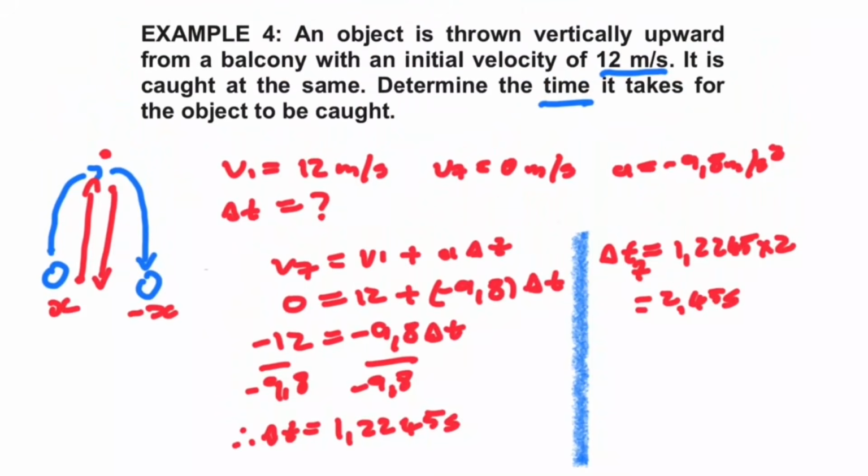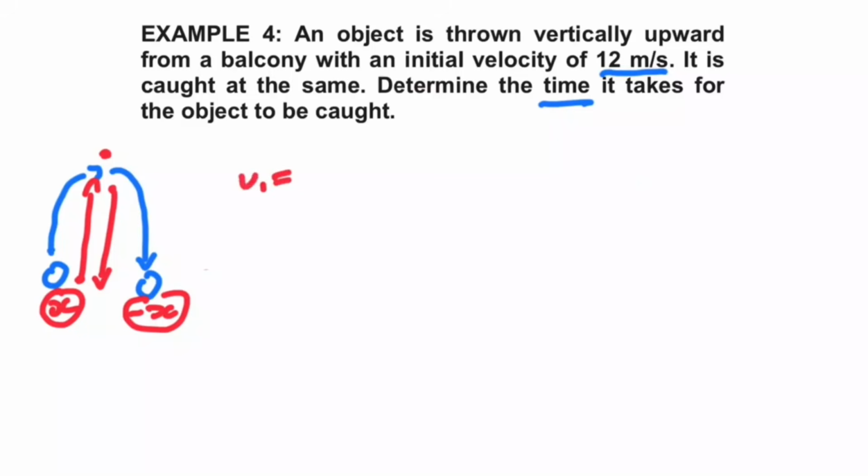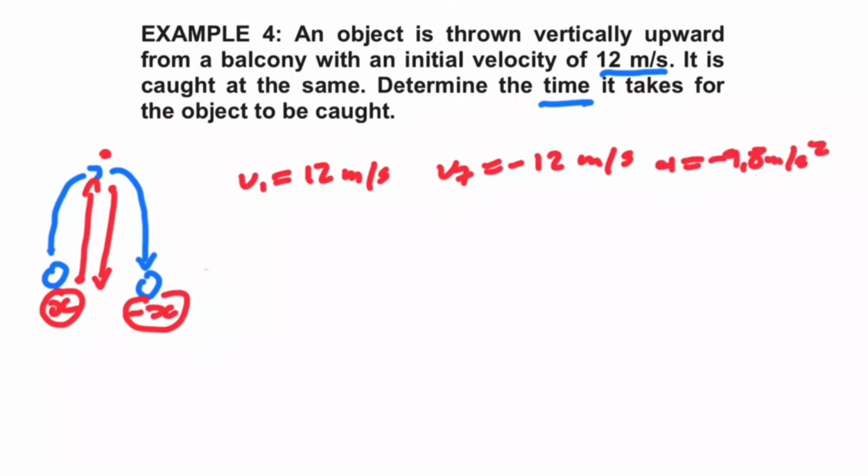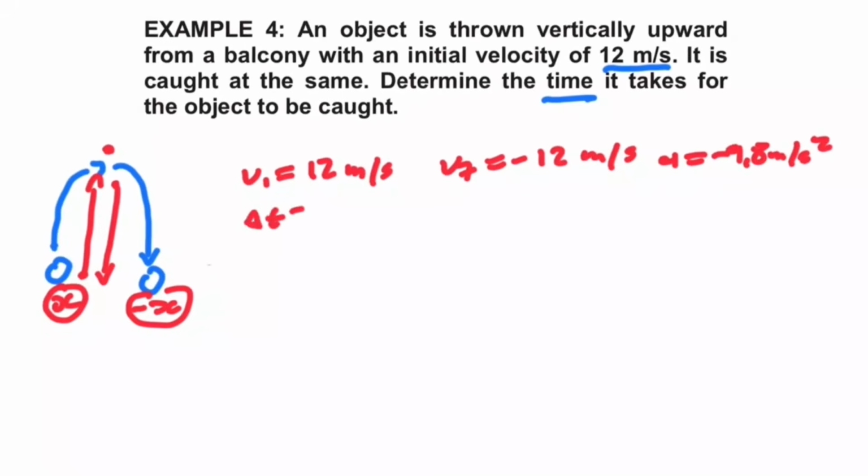As I'm saying, we can also use the fact that if it is thrown up with a velocity of x, at the same position as it is going down, the velocity will be minus x. We can also use this concept. So let's just go ahead and try it out and see if we're going to get the same answer. In this scenario, our Vi is still equal to 12 meters per second. What is changing is Vf. Vf is equal to minus 12 meters per second. The acceleration is the same as it always is, minus 9.8 meters per second squared. We're interested in delta t.